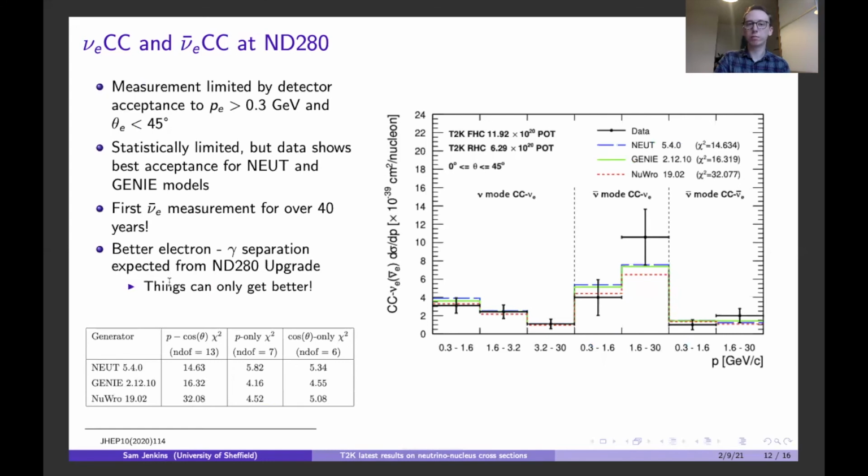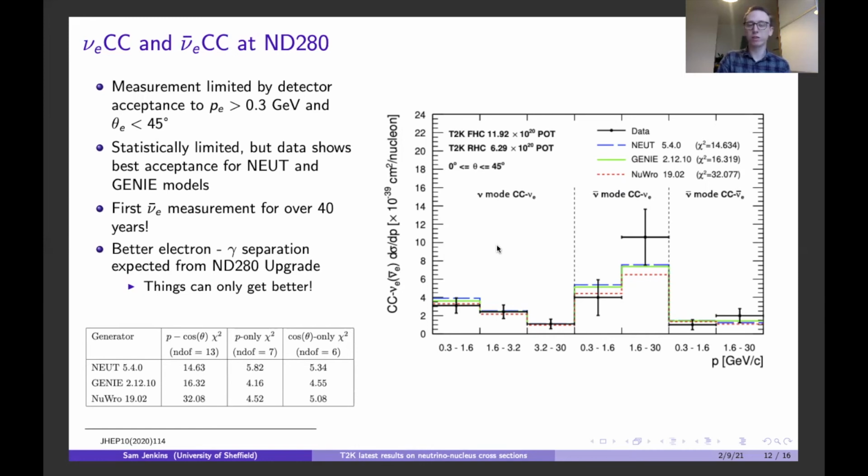Looking at the results that come from this, again, the measurements are slightly limited by detector acceptance. So you can see the range of the kinematics that we're able to make measurements over here. The results do show some amount of separation, where the data shows kind of best acceptance for the Neut-Gini models here, but because of statistical issues, we can't fully rule out anything. Although this measurement is limited by statistics, it's still very exciting because it's the first electron antineutrino measurement that was performed in over 40 years.